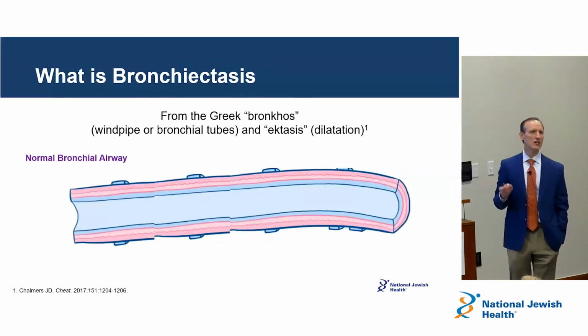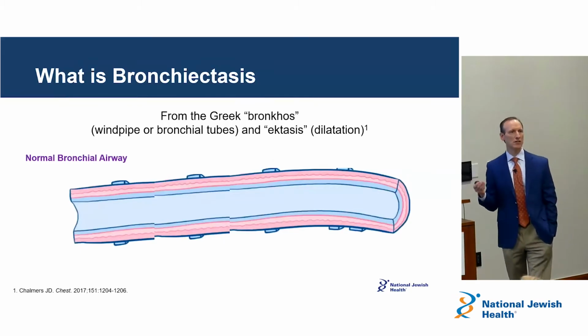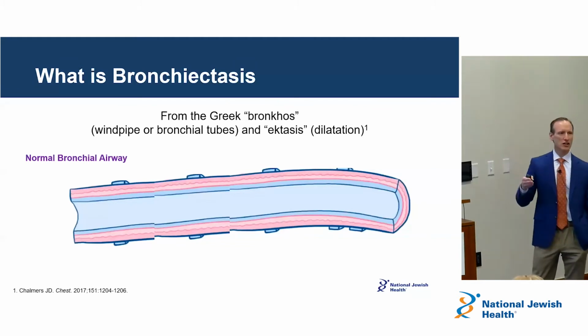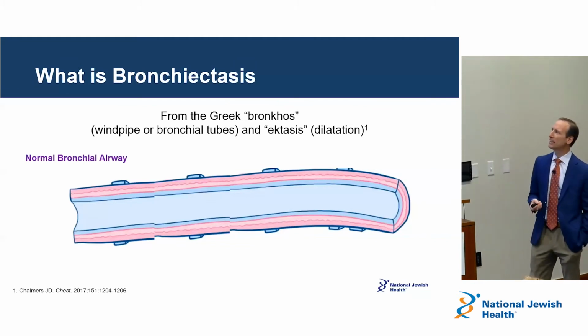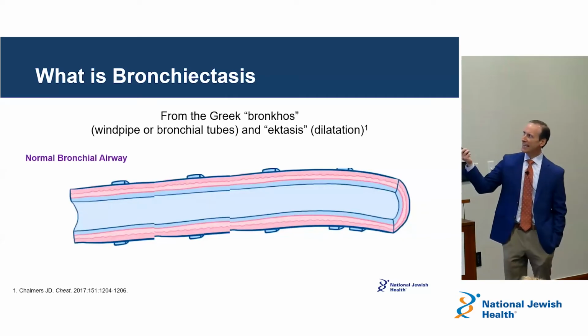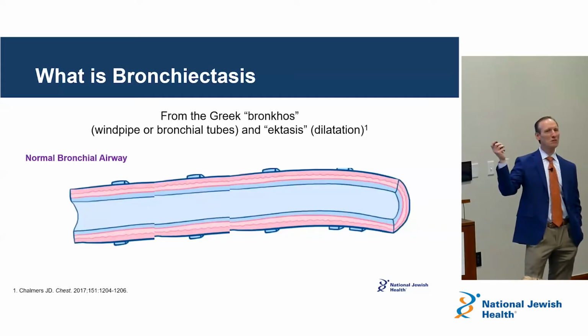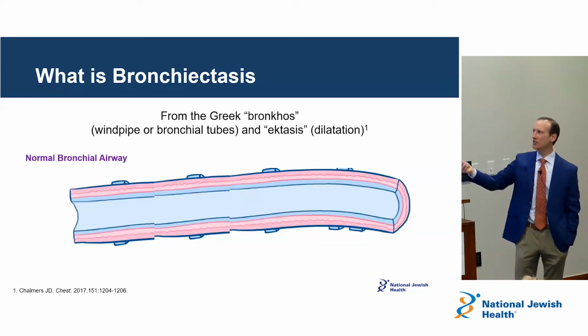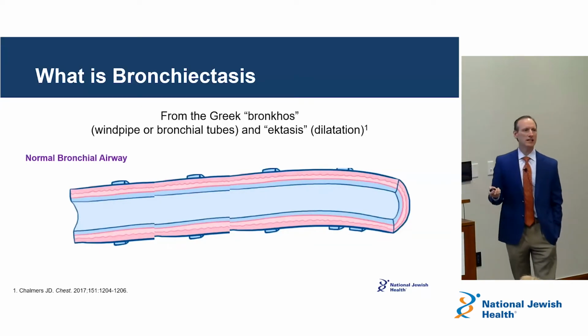So if we look at a normal healthy air tube, this would be enlarged and looking at it in a cross section or in a sort of longitudinal section. If you look at what the Greek says, bronchos, so bronchi or windpipe, and ectasis, that is always hard for patients to say, ectasis is the dilatation. So it's airway dilatation.